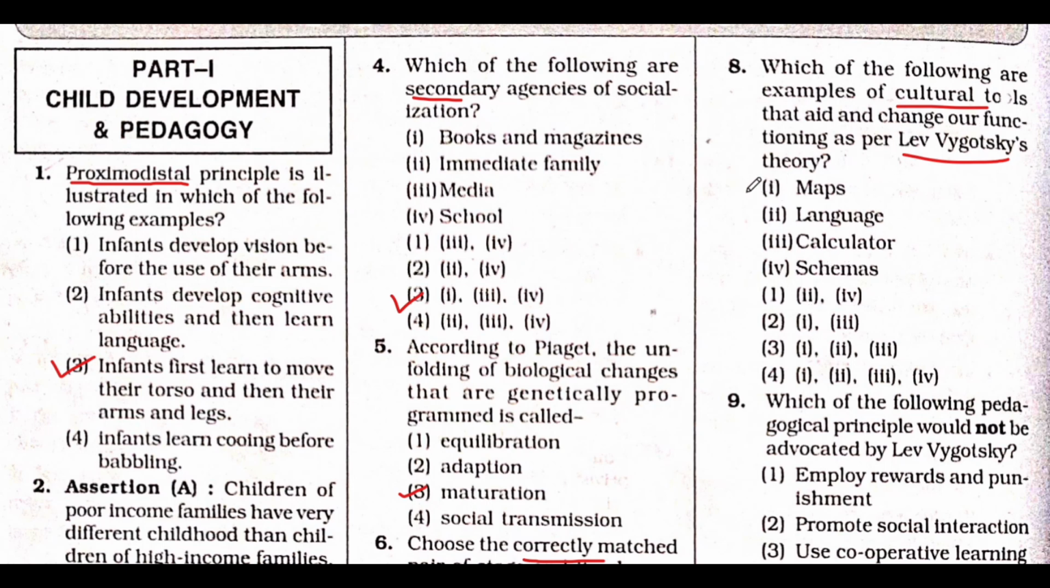So map is correct. Then language is also correct. Then what other can you see here? The third one is calculator. So 1, 2, 3. That is option number 3, right?